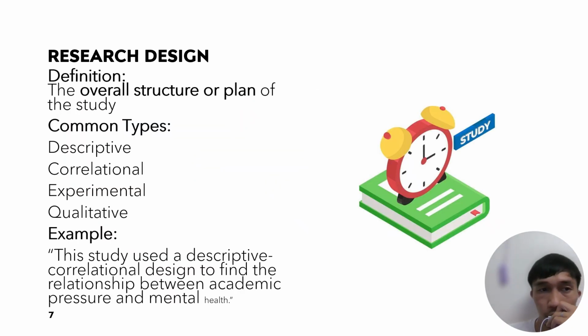The next part is the research design, the overall structure or plan of the study. We have an example. Our study used a descriptive correlational design. This means the study used a descriptive correlational design to find the relationship between academic pressure and mental health. There are a lot of common types of research design: descriptive, correlational, experimental, and qualitative. So that is research design.